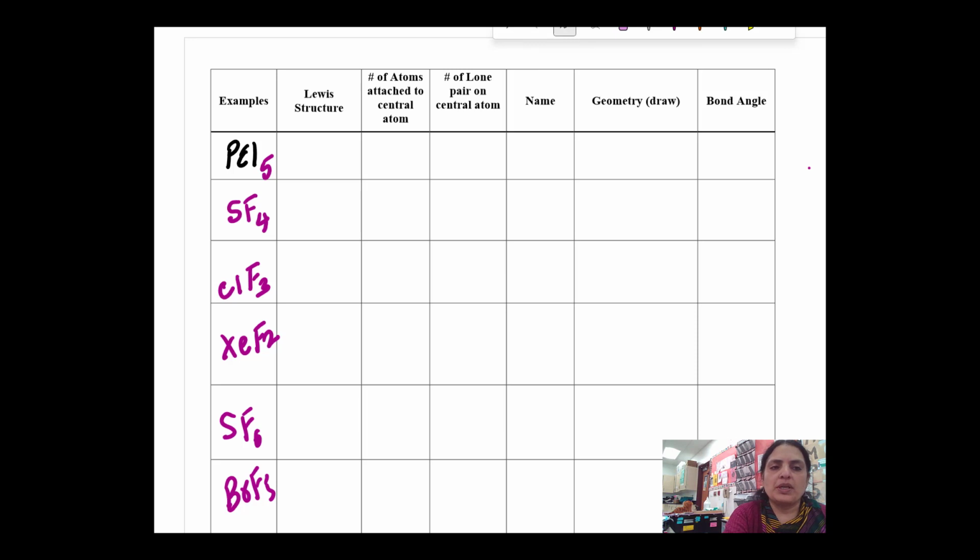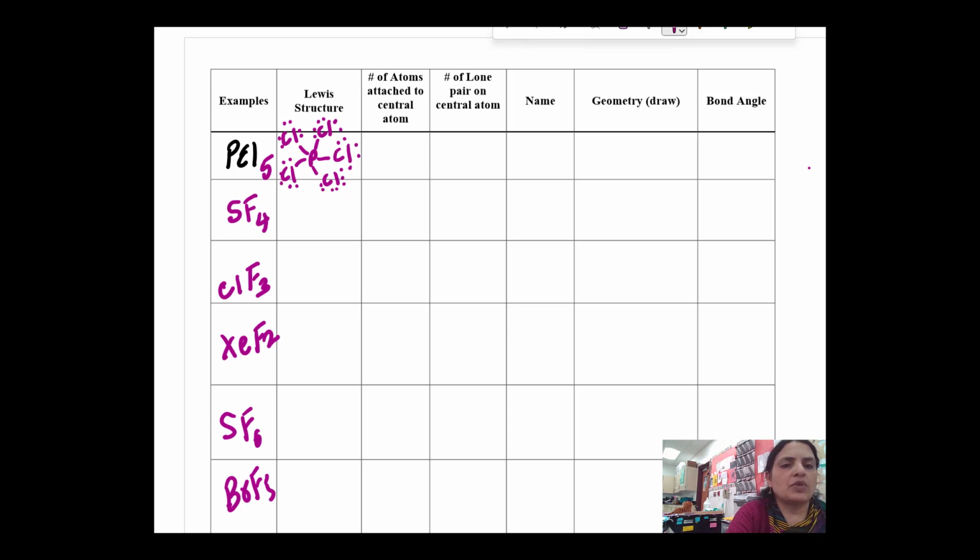The first one is PCl5, phosphorus pentachloride. If you draw the Lewis dot structure for phosphorus pentachloride, phosphorus will be in the center, surrounded by chlorines on all sides, and don't forget the lone pairs of electrons on chlorine. I'm going to try to squeeze it in here in a small space.